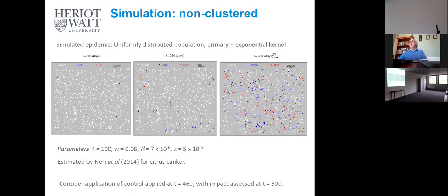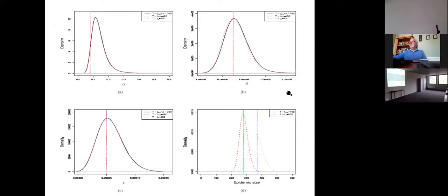We don't worry too much about the times, but we have snapshots of the epidemic set. The reds are the symptomatic infections, the blues are the cryptic, so you don't actually see the blues, but this is just saying that these are actually infected at that time. So the real data that you would have would be the reds. We consider the application of a control applied at T60, and we look at the assessment at time 500.